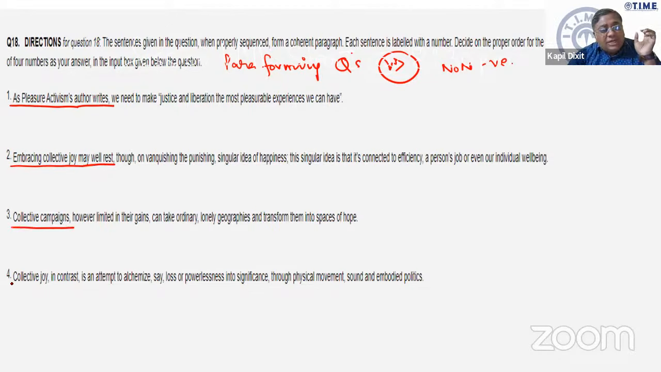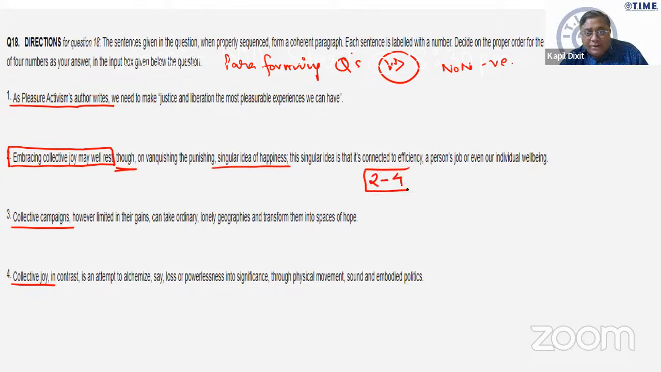Collective campaigns, collective joy. Now, para talks about, in this typical case, what you have to understand, it's a very simple case where embracing collective joy may well rest, though, on vanquishing the punishing singular idea of happiness. This singular idea that it's connected to efficiency, a person's job, or even our individual well-being. So 2 is connected to 4.